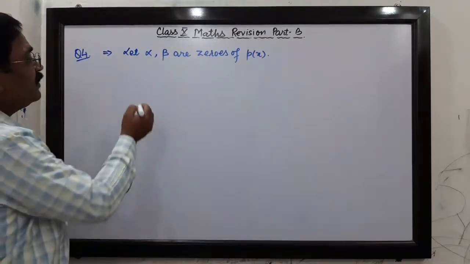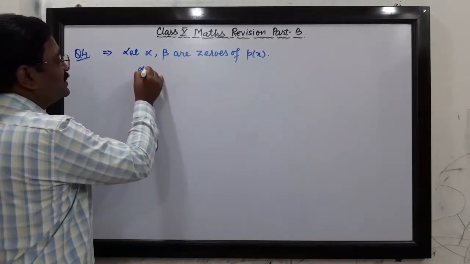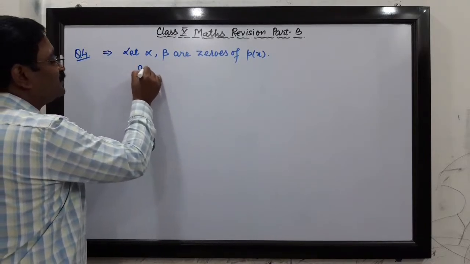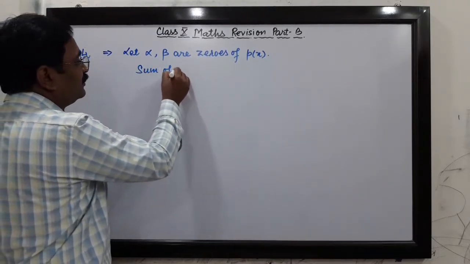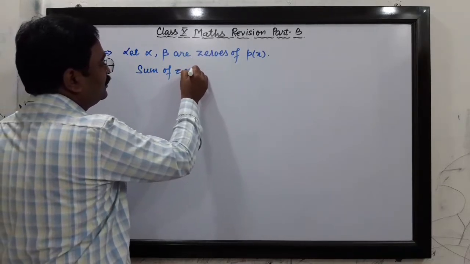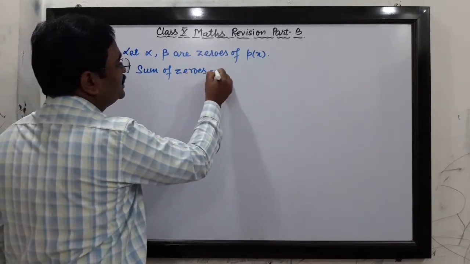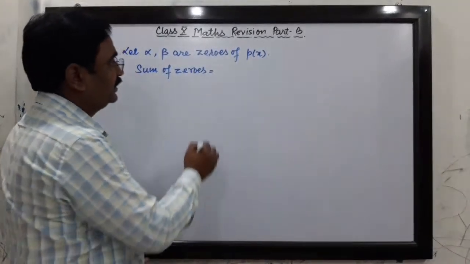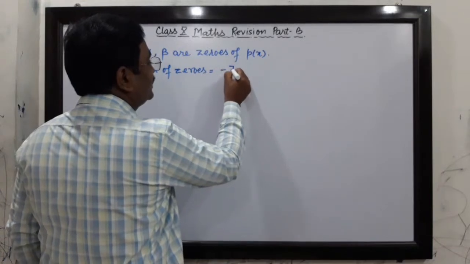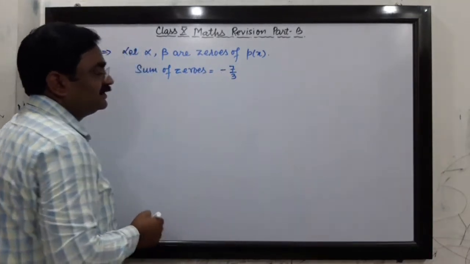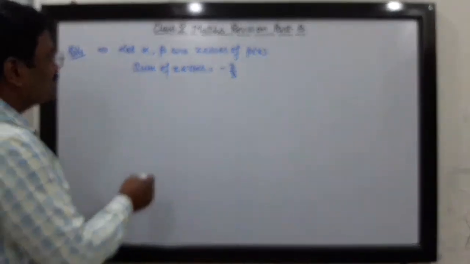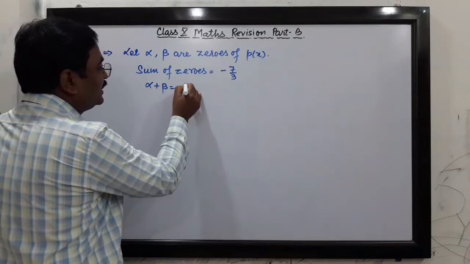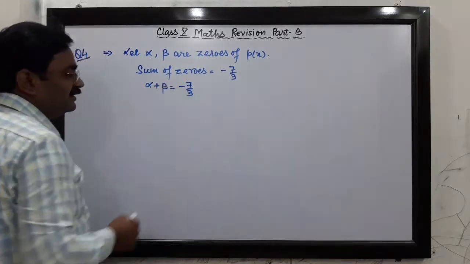So the sum of these zeros is given, sum of zeros, which is minus 7 upon 3, right? And sum of zeros means alpha plus beta, which is minus 7 upon 3, right friends?